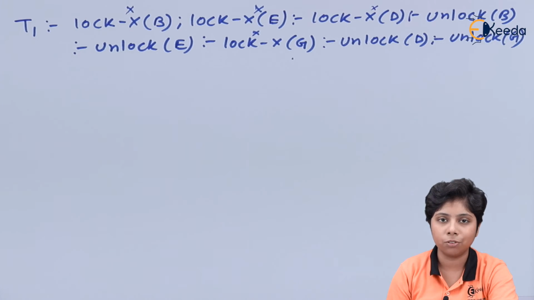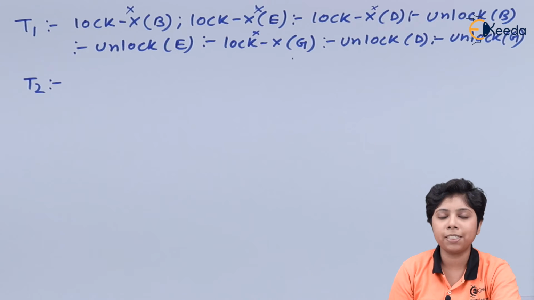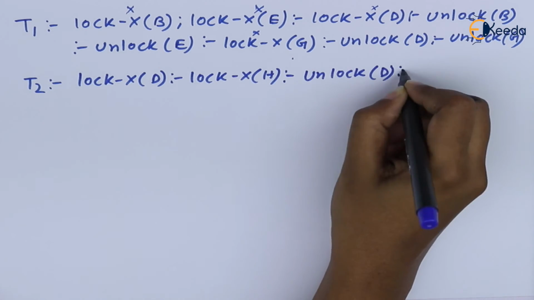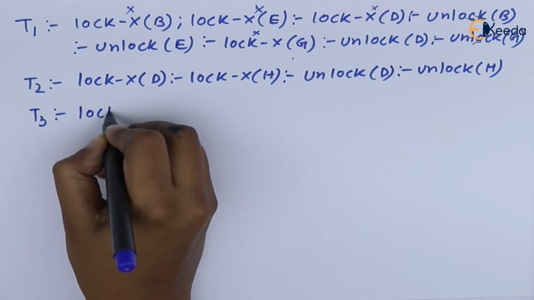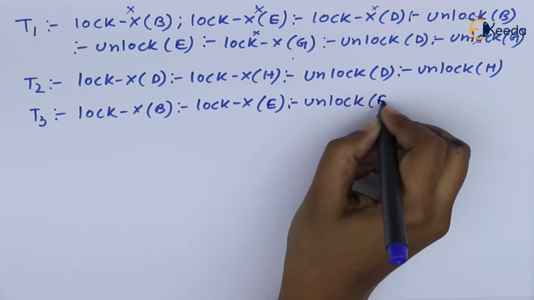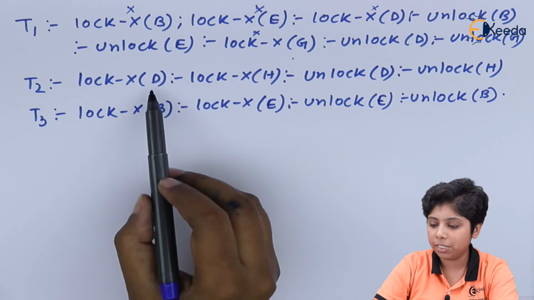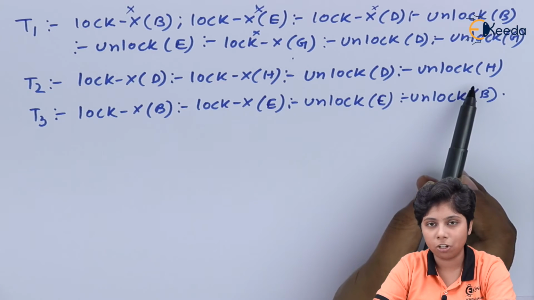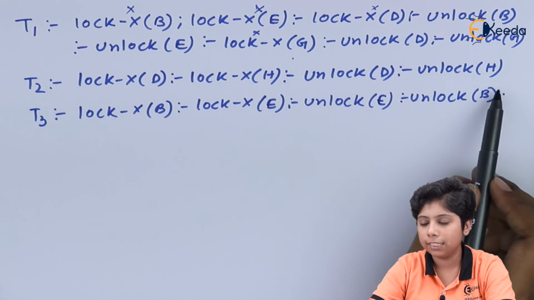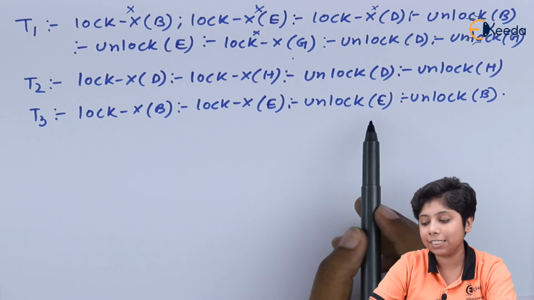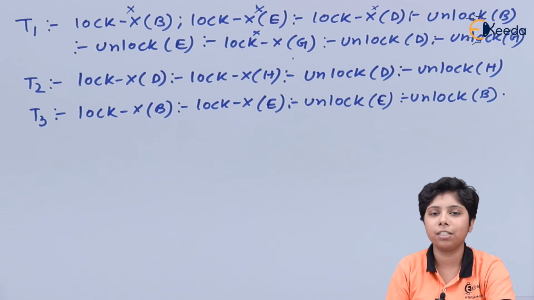Now let us look at the other one. Here we are considering a database item that is a child of another database item if the previous one precedes the other. Now look at this T2 and T3 problem. The first one has locked D and H, then unlocks D and unlocks H. So in the order they acquired the locks, they released the locks. Now in T3, we have acquired B and D, but have released E and B. So it is in the reverse order that they have locked it.